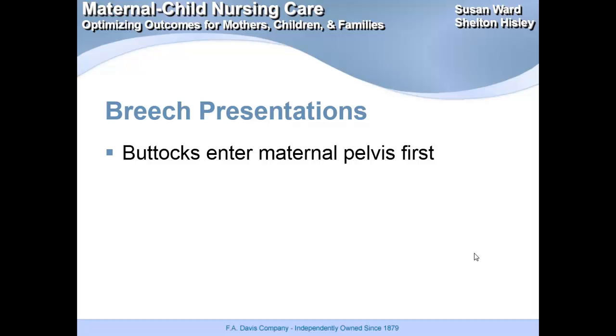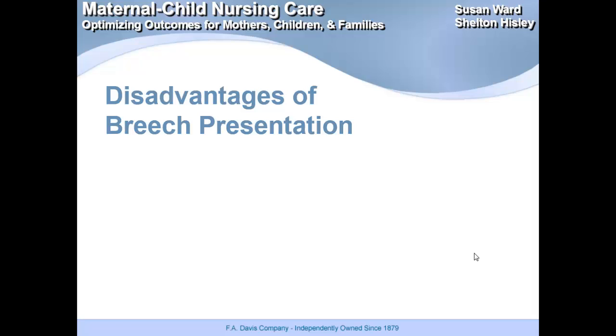But the problem with the breech is that it puts mom and baby at risk. There's an increased risk of umbilical cord prolapse. It's more of a difficult, prolonged labor. There's a lot more pain.